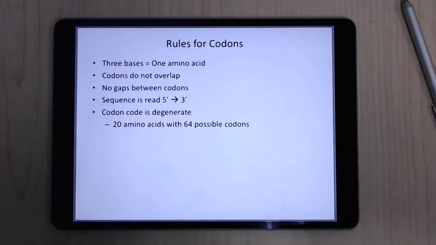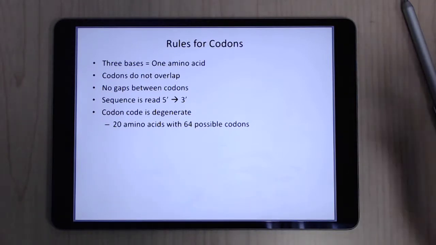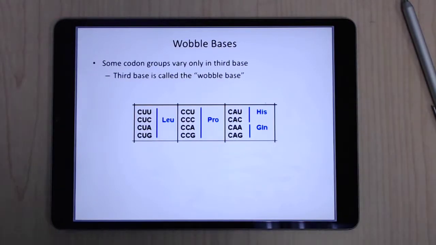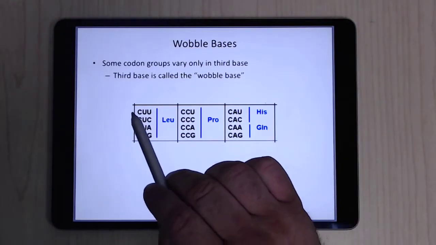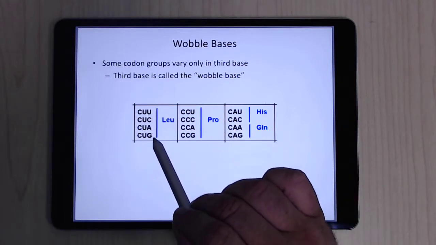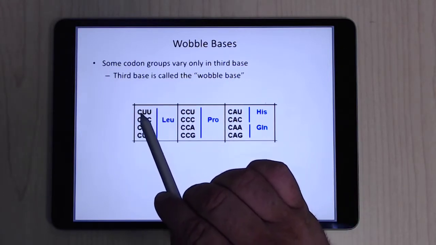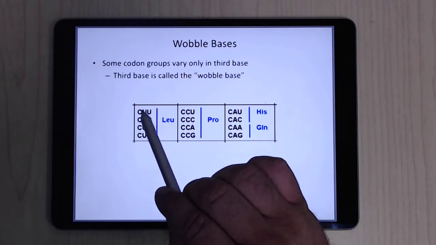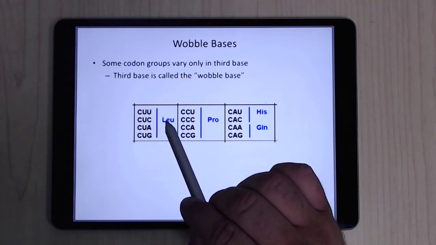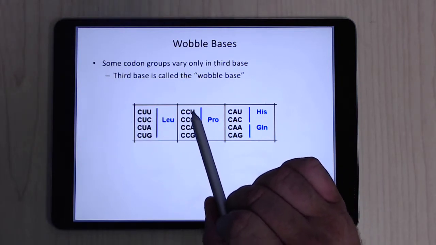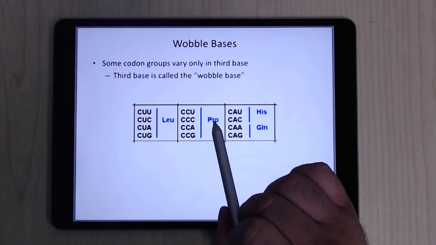But there are some degenerate codons. We have 20 amino acids, but there are 64 possible codons. So we get what's called the wobble base. If you look here, that's the 3rd base. It really only matters that you have a C and a U. This one doesn't really matter. If you have a C and a U, it's going to be leucine. If there's a CC here, it doesn't matter what this is. It's going to be a proline.